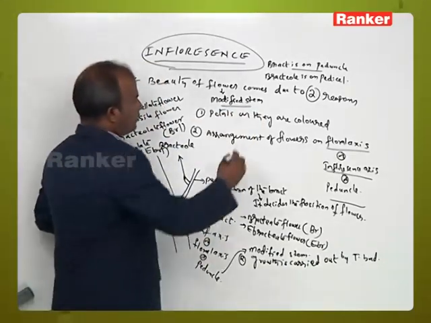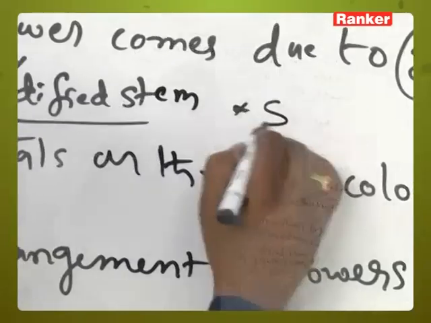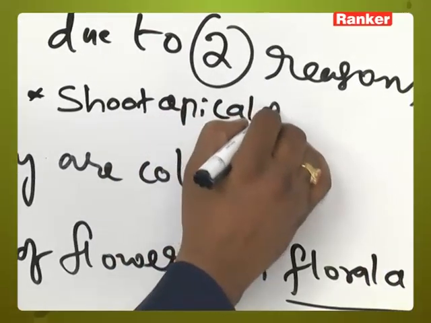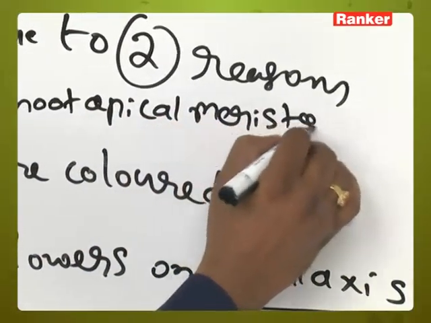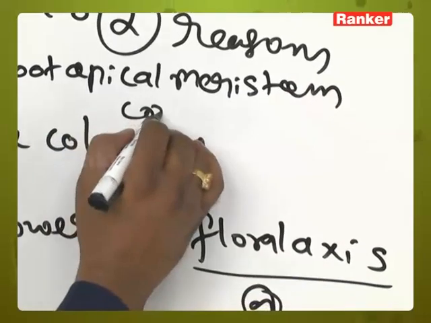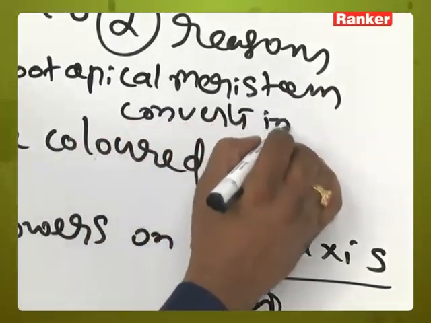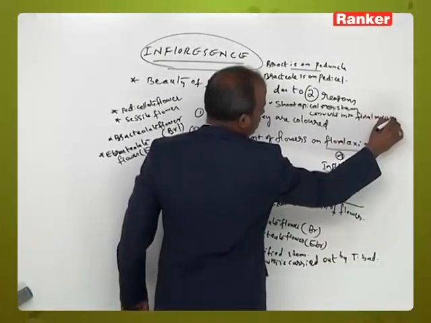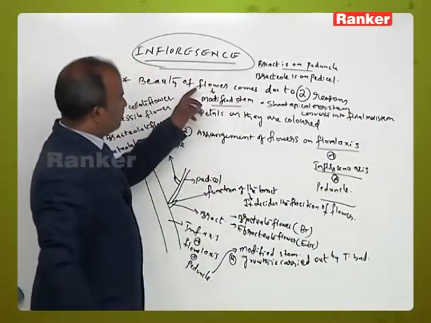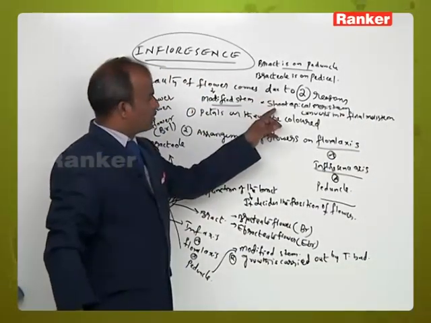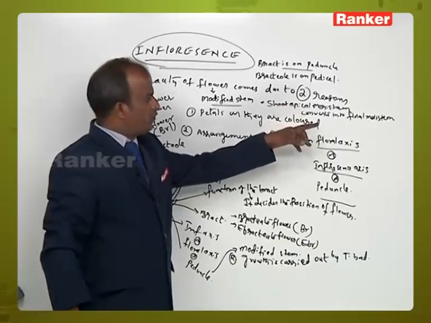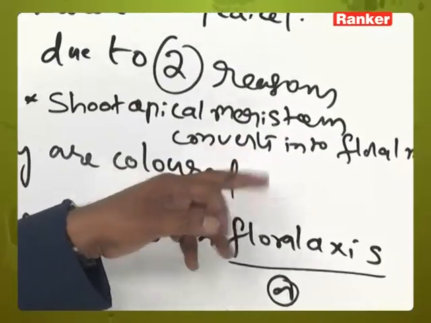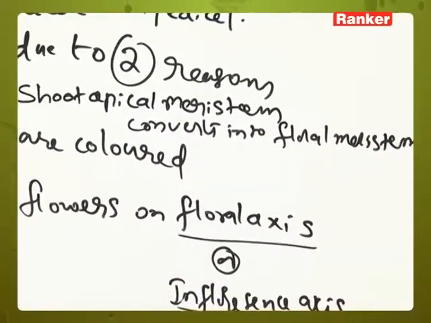Because in this, the shoot apical meristem converts into floral meristem. Converts into which one? Floral meristem. In this, flower is a modified stem and it is also called a shoot. In this inflorescence chapter, shoot apical meristem converts into floral meristem.